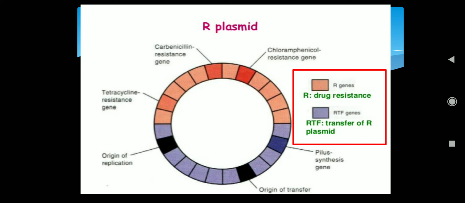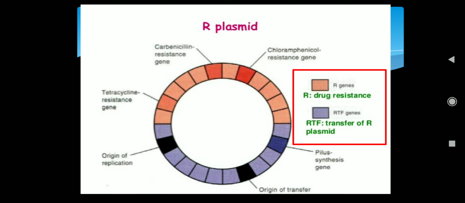They also carry the genes responsible for pilus synthesis. If conjugation has to happen, then the sex pilus, the F pilus, has to be synthesized. So they carry the genes for the sex pilus or F pilus. These are the genes present in the RTF factor. This is one segment of the R plasmid. They carry another segment that is called the drug resistance segment. That is why it is called the R factor.